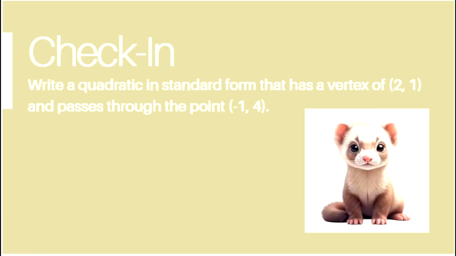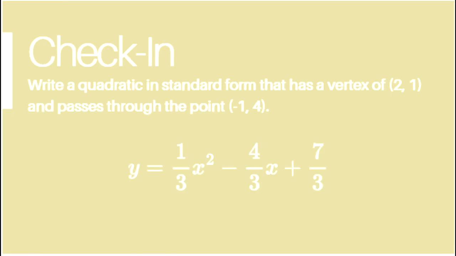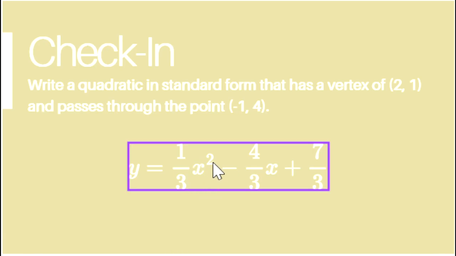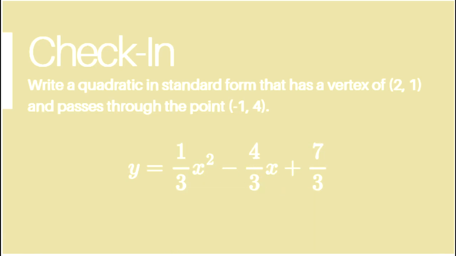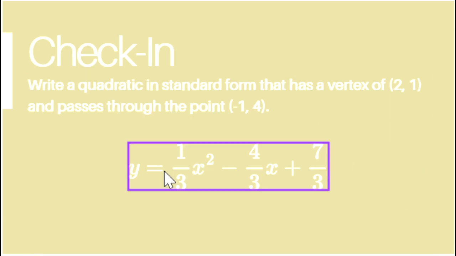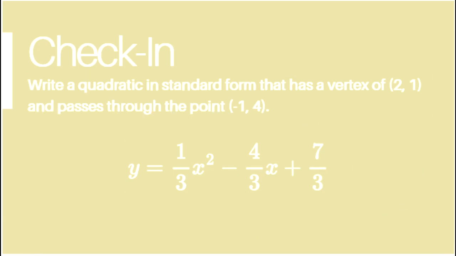Okay. Here is a check-in. Write a quadratic in standard form that has a vertex of (2, 1) and passes through the point (1, 4). You should be able to do this on your own. Go try and then come back and we'll go over it. Okay, so you should have y is equal to 1/3 x squared minus 4/3 x plus 7/3. This one's kind of hairy because it's got fractions in it. If it was hard, go ahead and write down that you need the check-in that's kind of this beige color, and I'll go back and do a video for you.